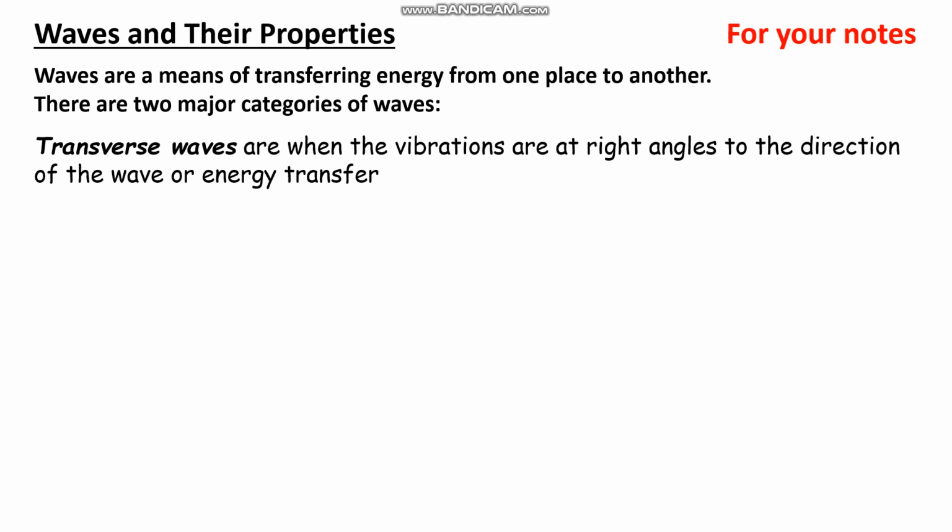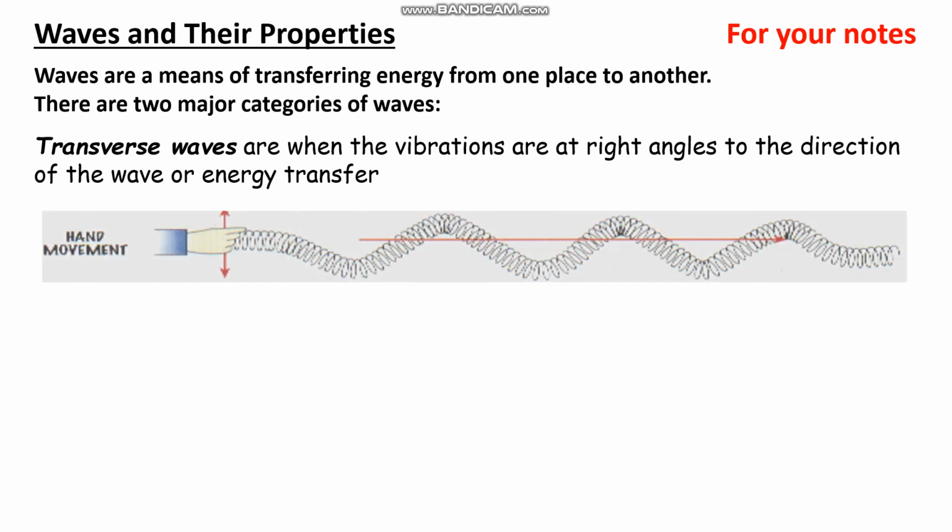The first category is what's called a transverse wave. These are waves where the vibrations that are produced in the wave are actually at right angles to the direction of the wave, or the direction in which energy is transferred. It helps if you've got a little picture of this, and in class what I'd have done is shown you waves on a slinky. You may have played with these when you were younger.